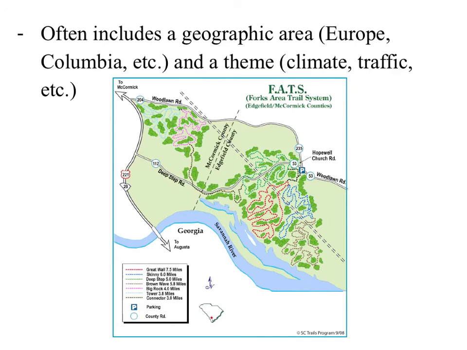Often the title includes a geographic area like Europe, Colombia, and a theme. Maybe climate, maybe traffic, maybe the baseball team that people in an area like. This one we've got a trail system, so helpful to hikers, in the Forks area, which I guess is around Edgefield or McCormick counties for those of us who don't know.